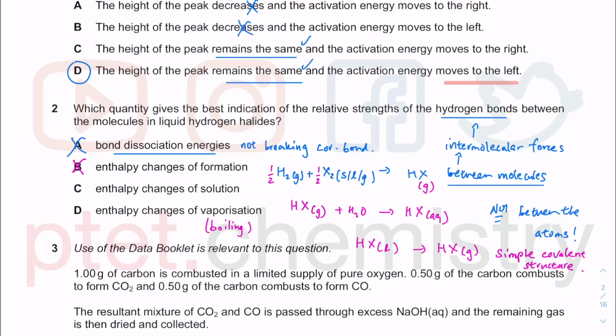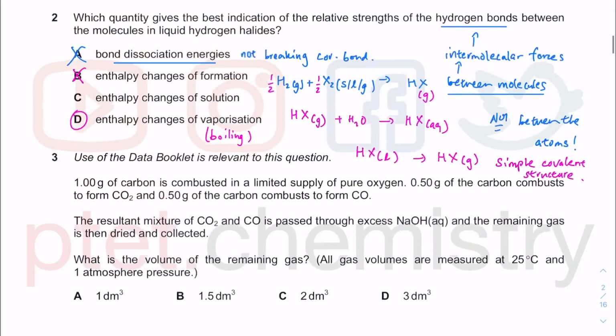Definitely we are breaking the weak intermolecular forces of attraction between the molecules, and definitely for the case of hydrogen halides, in terms of hydrogen fluoride, HF will have hydrogen bonds between the molecules, and therefore they will tell you how much energy is required to turn the liquid into gas. They will tell you the strength of the hydrogen bond there.